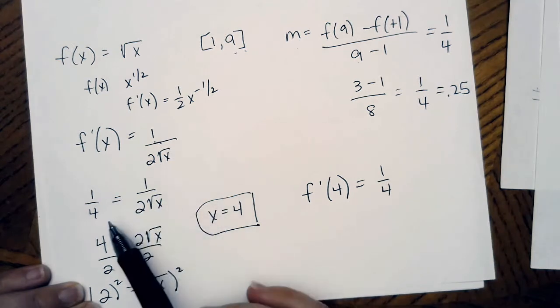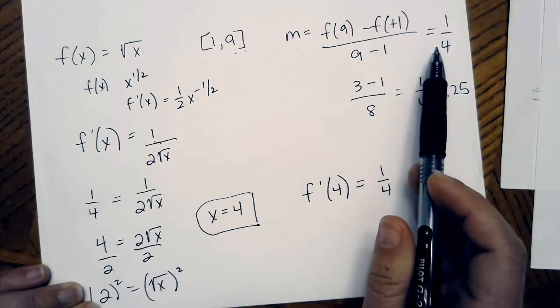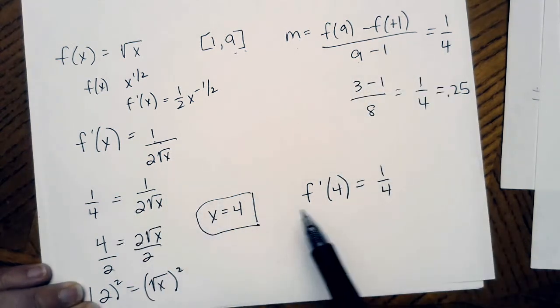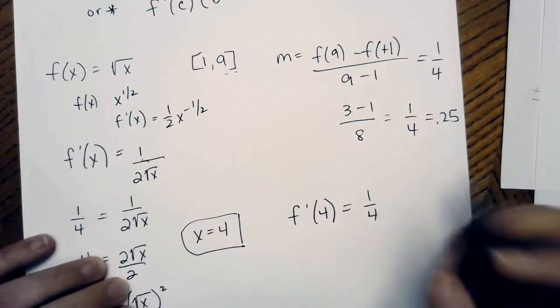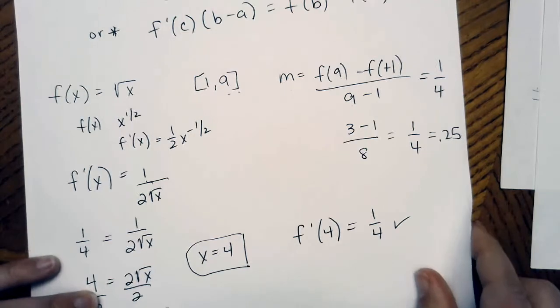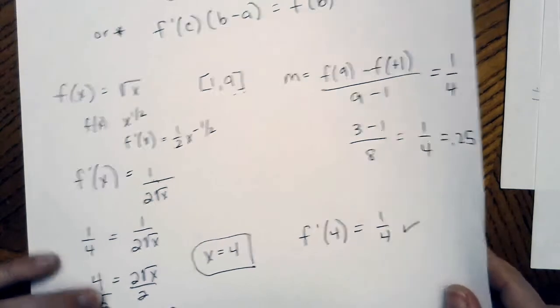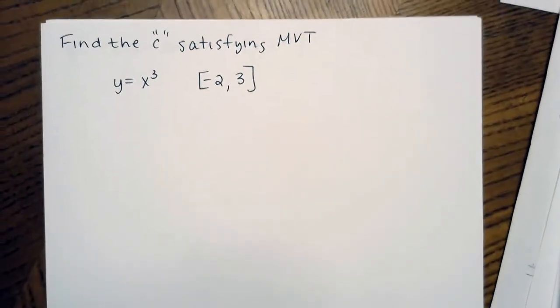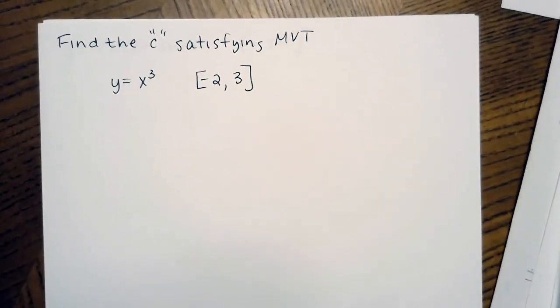I found the derivative, I set it equal to the slope that I found over here, and I found that at x equals 4, I get this. So I've shown that it does in fact apply, and I found my c value, okay? So let's do that again. We're going to find the c that satisfies the mean value theorem.